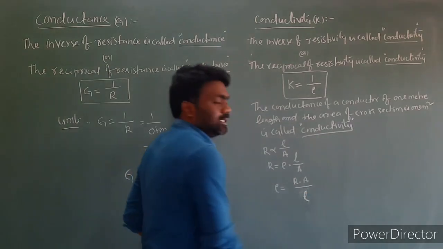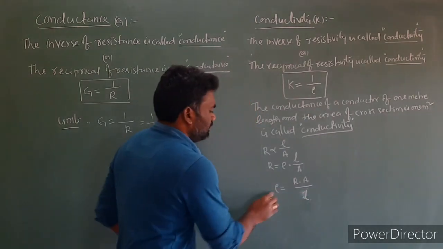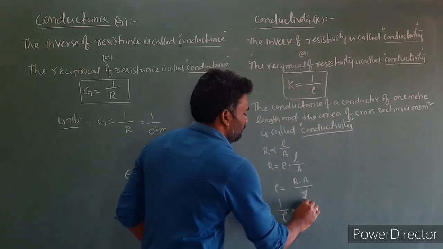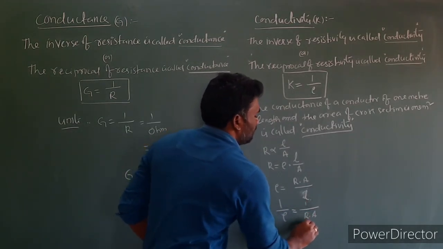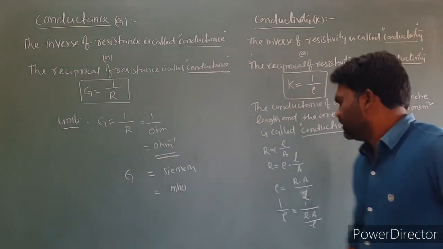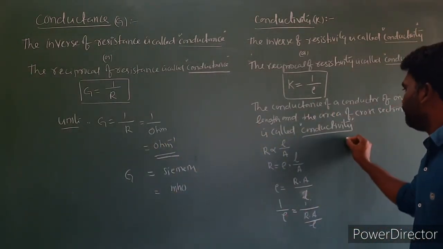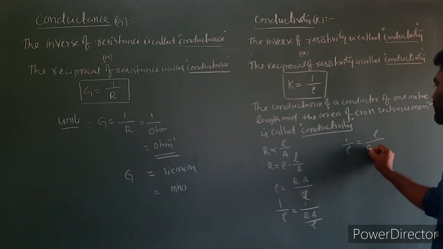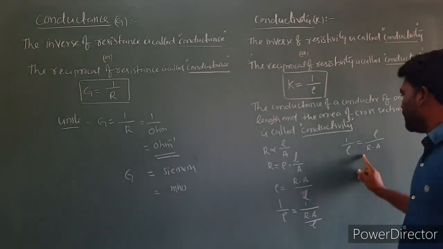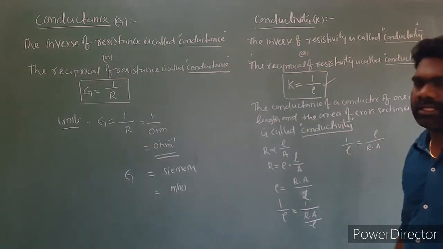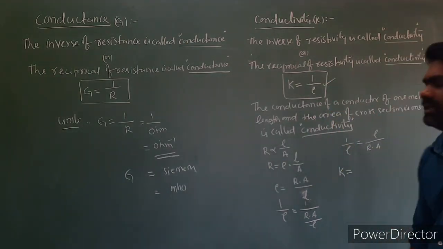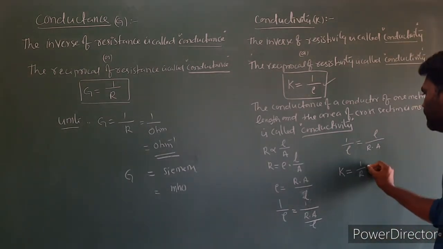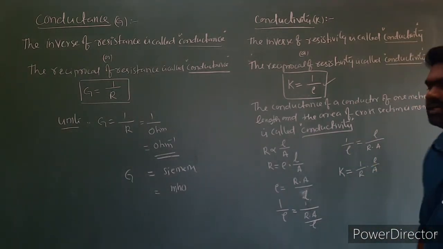To differentiate it, this is L. Then I am rewriting this equation as 1 by rho. 1 by rho is equal to 1 by R into L by A. 1 by rho is nothing but K. Then K is equal to 1 by R into L by A.